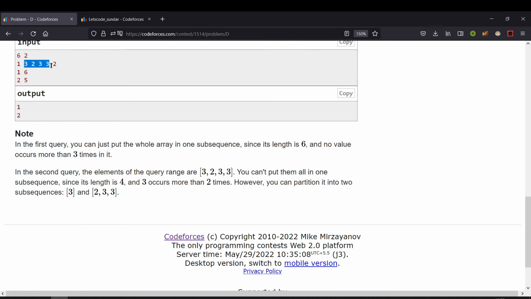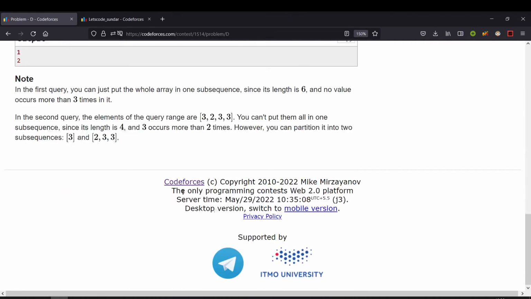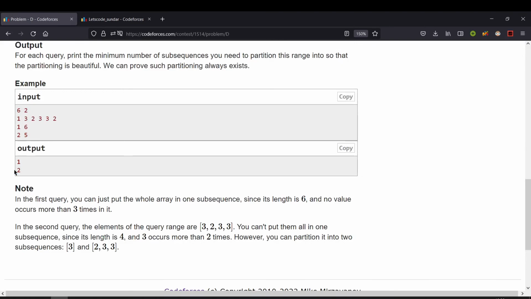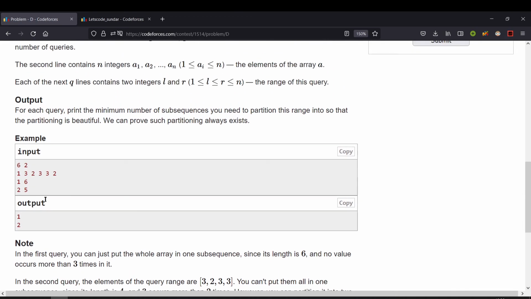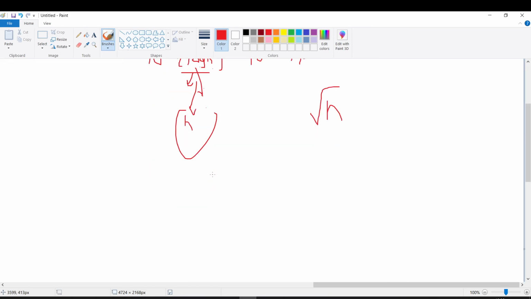3, 2, 3, 3. So we have to find the number of partitions here. They're partitioning with 3 as a separate subarray and then 2, 3, 3 as a partition. I think that's not important, right? We just need to find the number of partitions. So we cannot traverse the whole array, that's pretty much sure, I guess. So we have to do some kind of log n solution.